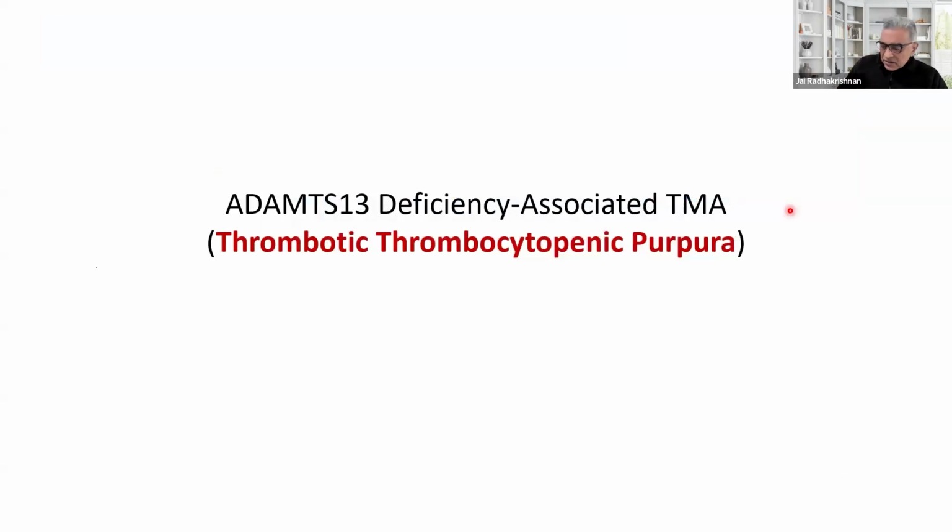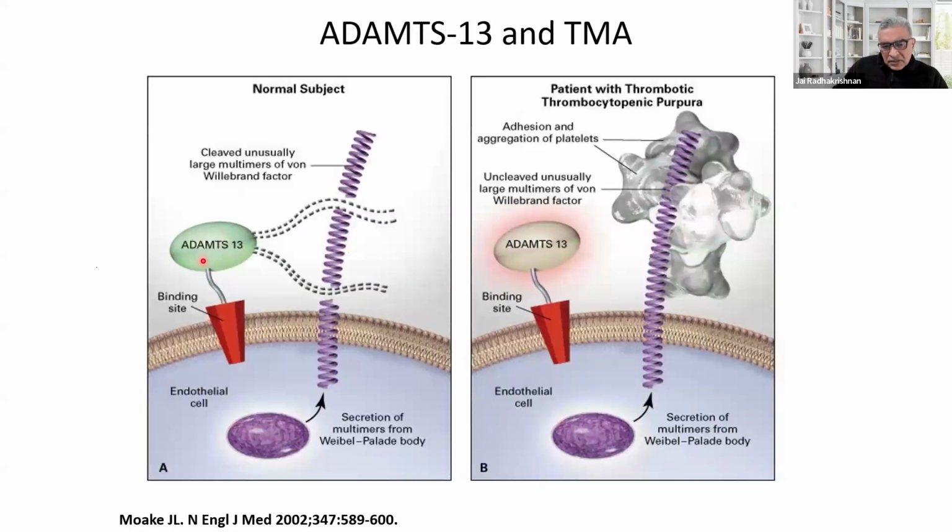Now comes the dangerous TMA, which is the ADAMTS13 deficiency TMA, TTP. And the way ADAMTS13 works is this is the endothelial cell, and you have this serine protease called ADAMTS13, which is on the surface. The von Willebrand multimers are secreted by the endothelial cell, and it's a large fragment. You can see it's waving. And this serine protease, ADAMTS13, cuts it into smaller fragments.